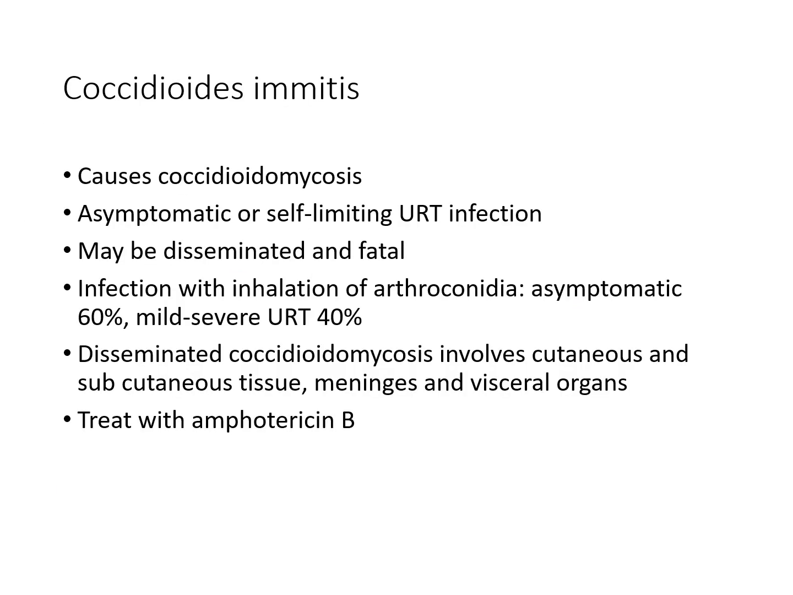Coccidioides immitis is a causative agent of coccidioidomycosis, also known as valley fever. Infection typically occurs through inhalation of arthroconidia, with approximately 60% of cases being asymptomatic. The remaining 40% may experience mild to severe upper respiratory tract infections that are often self-limiting. However, in some individuals, particularly those who are immunocompromised or have other risk factors, the infection can become disseminated and potentially fatal. Disseminated coccidioidomycosis may involve the skin, subcutaneous tissues, meninges, and internal organs. So the severe cases are going to be treated with amphotericin B.